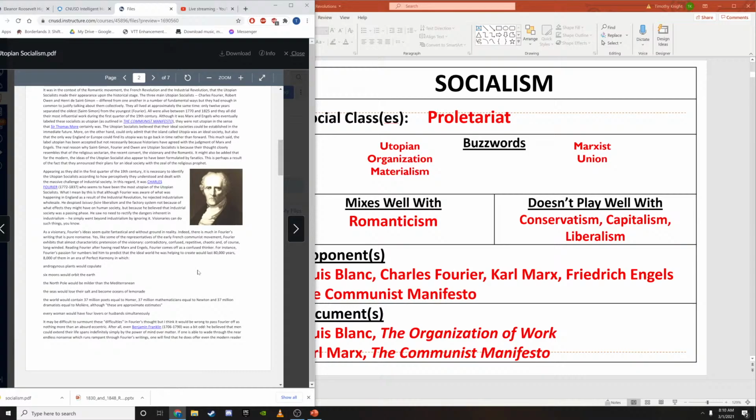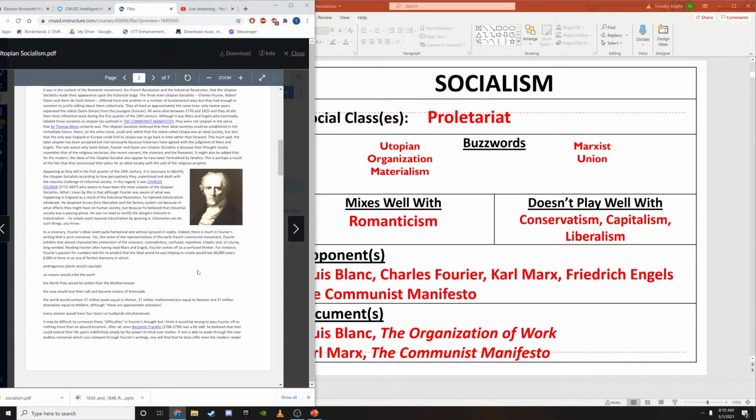What I mean by this is that although Fourier was aware of what was happening in England as a result of the Industrial Revolution, he rejected industrialization wholesale. He despised laissez-faire liberalism and the factory system, not because of what effects they might have on human society, but because he believed that industrial society was a passing phase. He saw no need to rectify the dangers inherent in industrialism. He simply went beyond industrialism by ignoring it. Visionaries can do such things, you know.